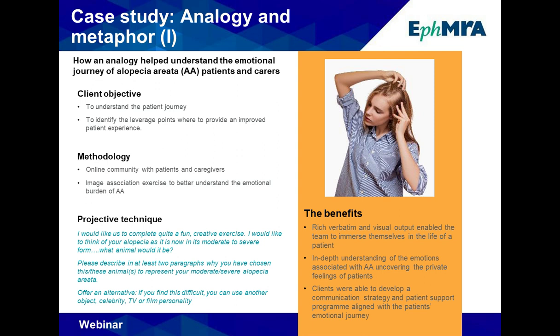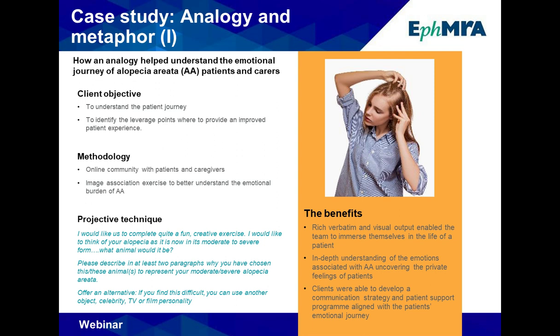In this first case study, we use analogy and metaphor. It's about how an analogy helped understand the emotional journey of alopecia areata patients and carers. So the client objective here was to understand the patient journey, to identify the leverage points where we could provide an improved patient experience. To do so, the methodology we used was an online community with patients and caregivers. And we asked respondents to complete an image association exercise to better understand the emotional burden of AA.